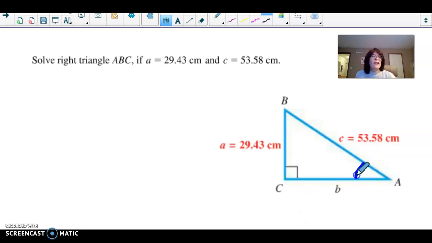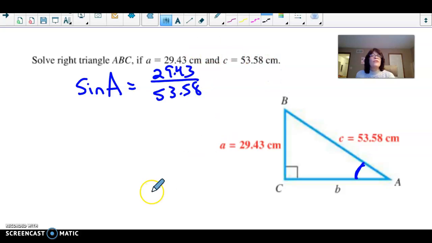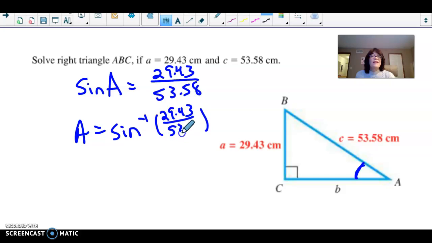I'd like to find angle A. I know that the sine of A is 29.43 over 53.58. I guess I'm using 4 significant digits this time. We practiced in 2-3 that if I want to know what the angle is, I have to take the inverse sine of this. That's what I'm going to do.